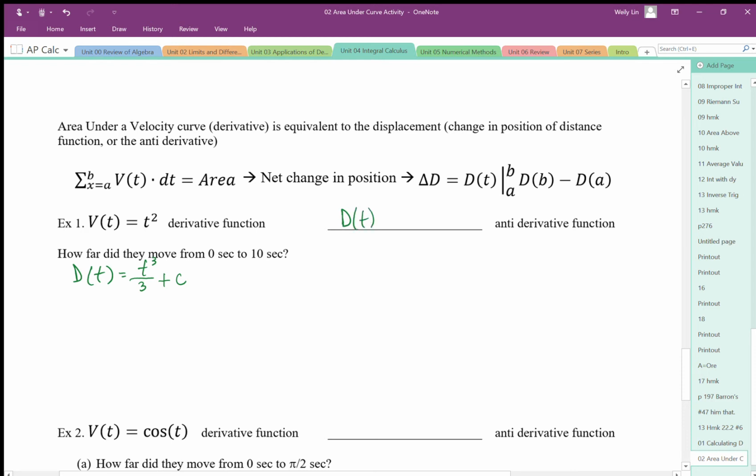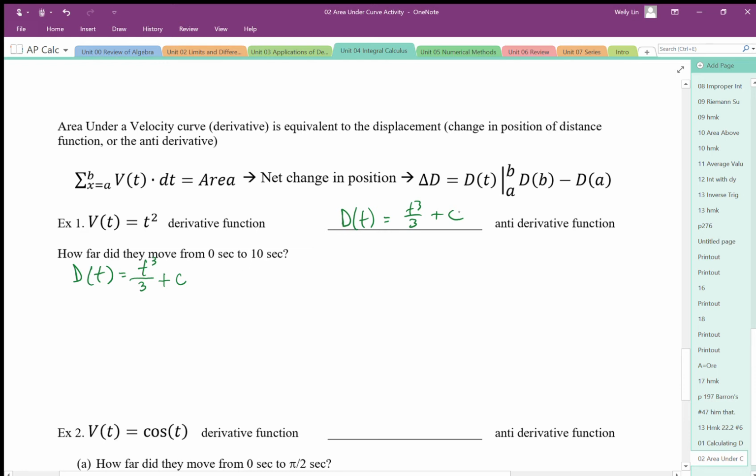So that is our original function that differentiates to t squared. Okay, so t cubed over 3, we'll call that plus c. Just checking this, this is going to give us 1/3 times 3, which cancels out, and then power 2. Yeah, that's our derivative function. Now, if I were to think of this function, and I want to know how far they moved when the time was 0 to time was 10.